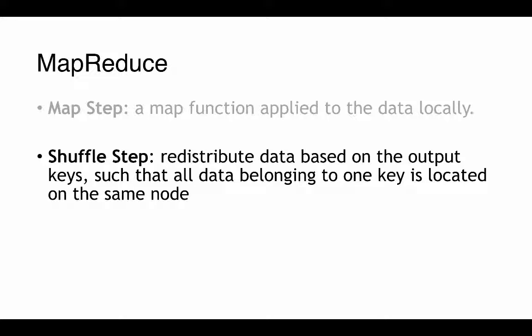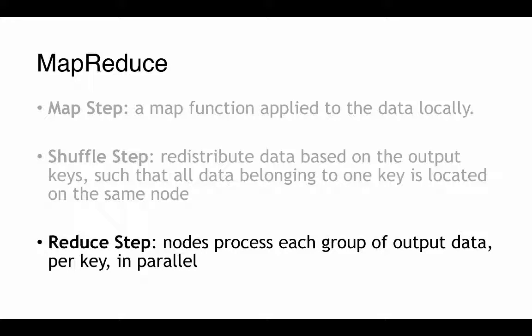Next is the shuffle step. Here Hadoop combines the output of the map function based on the key. All values with the same key are combined and sent to the reduce step. With all the data grouped by a single key, the reduce step processes each group in parallel.